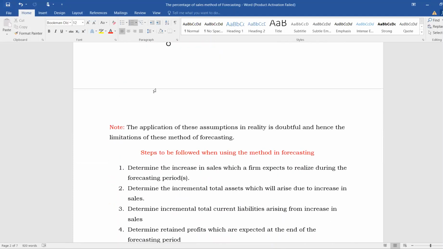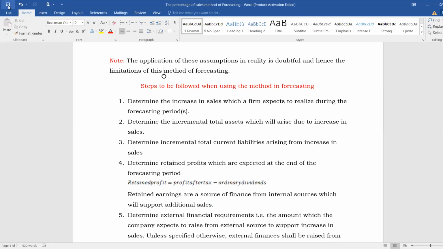And this is a question that I want to put here. The application of these assumptions in reality is doubtful, and hence the limitations of this method of forecasting. If the examiner tells you to talk about shortcomings of the percentage of sales method, then you critique those assumptions.